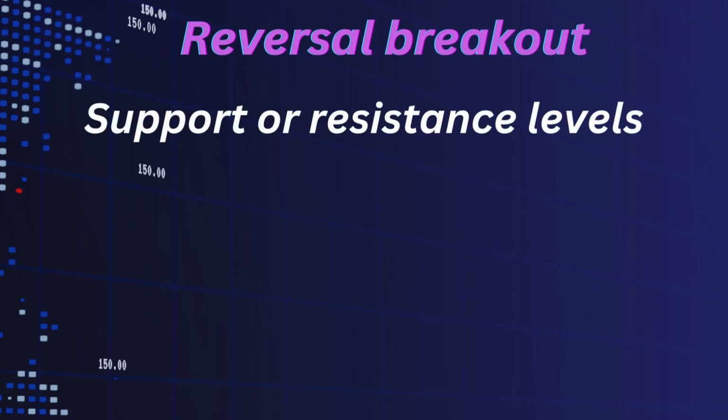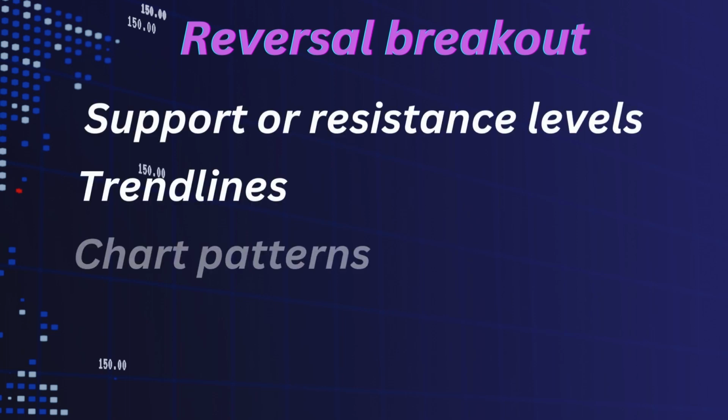Reversal breakout. The first step in trading reversal breakouts is to identify potential reversal zones on the chart. These zones typically occur at key levels of support and resistance, trend lines, or chart patterns such as double tops or double bottoms. Look for areas where price has previously reversed direction, or where there is a confluence of multiple technical factors indicating a potential reversal.